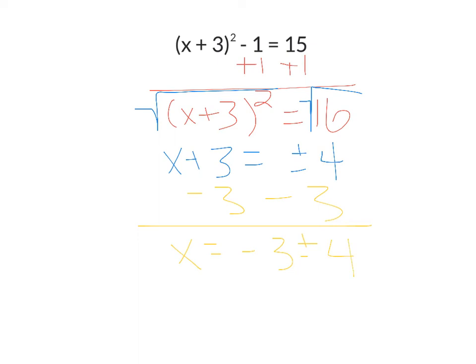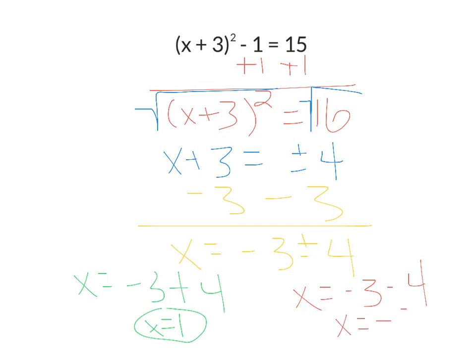So now again I have to break this down into two separate equations. x equals negative 3 plus 4 and x equals negative 3 minus 4. Negative 3 plus 4 is 1. Negative 3 minus 4 is negative 7. Therefore, my values for x are 1 and negative 7.